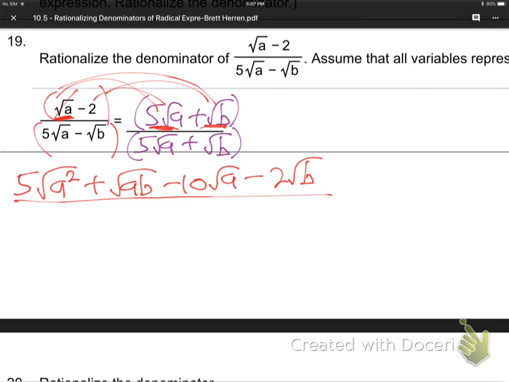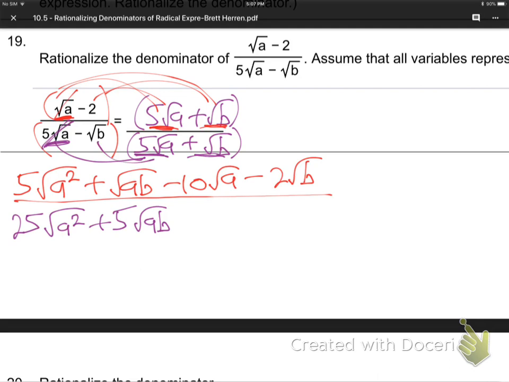So there's the top. On the bottom, we're going to do that. So now 5 root a multiplies 5 root a. Outsider times outsider, 5 times 5 is 25, and a times a is a squared in the root, plus 5 root ab, like that.